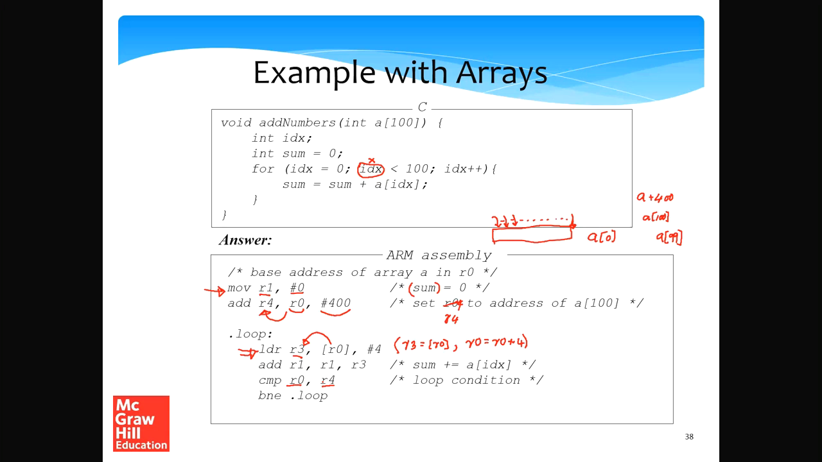So we compare R0 with R4, where R4 is an illegal address. If R0 is equal to R4, then clearly we need to exit. If it is not equal to R4, we need to come back to the loop over here.